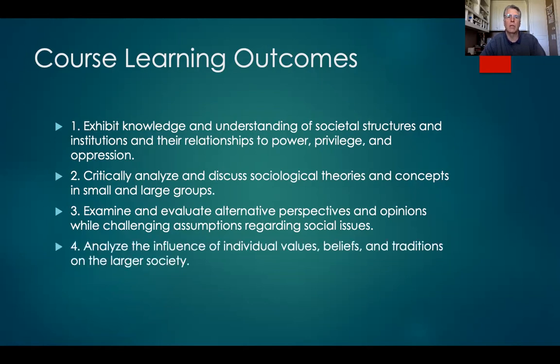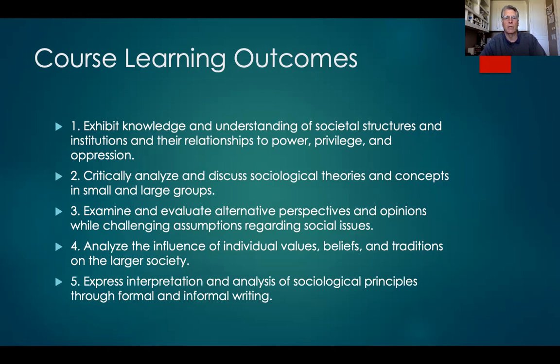And then analyze the influence of individual values, beliefs, and traditions on the larger society. Okay, so we'll take a look at values, beliefs, and traditions, or social norms, culture, basically, and its influence on the larger society. And finally, the 5th one is express interpretation and analysis of sociological principles through formal and informal writing. So we'll do some writing in class, and those are the course learning outcomes, and that's what the class is designed to get us to by the end of the term, right?